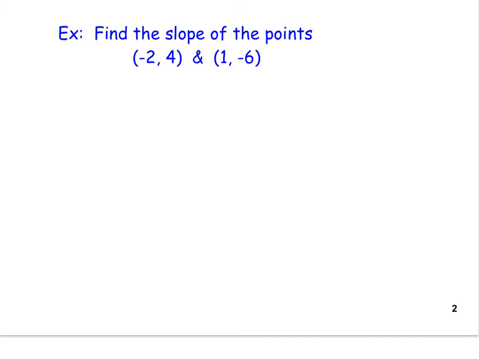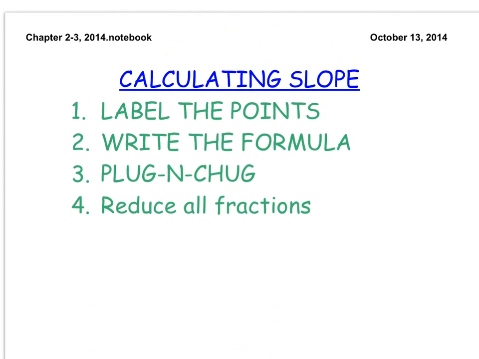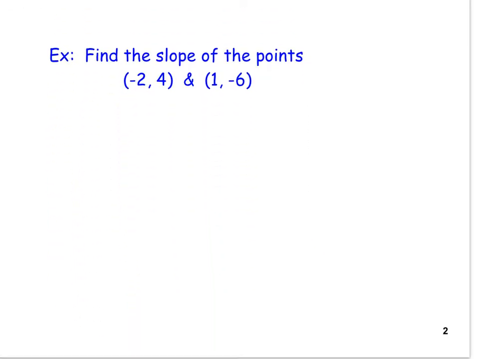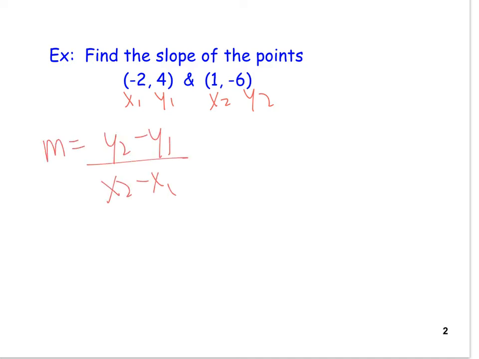First example. Find the slope of the points -2, 4, and 1, -6. So the very first thing it says to do, according to our notes, was to first label the points. So we're going to go ahead and label these points, x1, y1, x2, y2. Then we're going to write down our formula, y2 minus y1 over x2 minus x1.